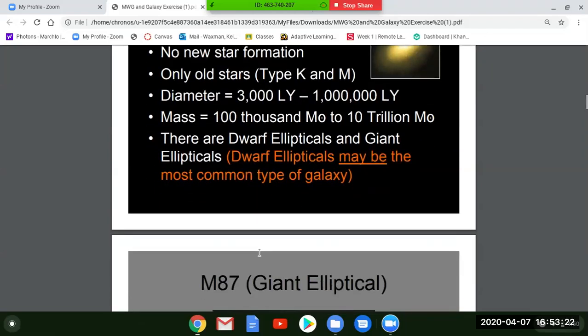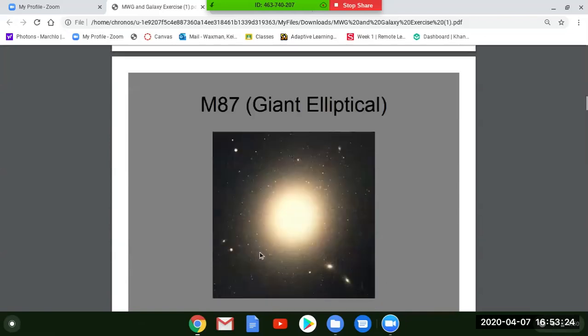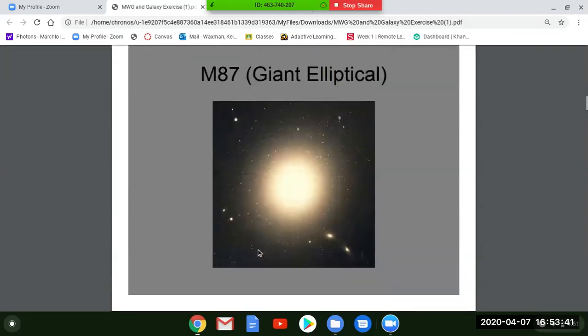Let me show you some. Well, I'll show you this M87 giant elliptical. That's where we found that black hole. Well, we got that pretty decent shot of a black hole. That was in M87. It's a giant elliptical. Sometimes we call these elliptical cannibals because they eat other galaxies, and because they're so massive. You don't have to know that.